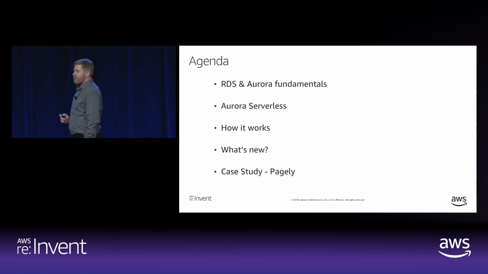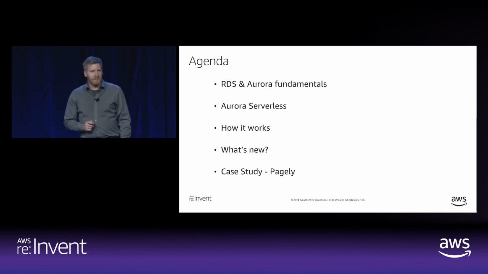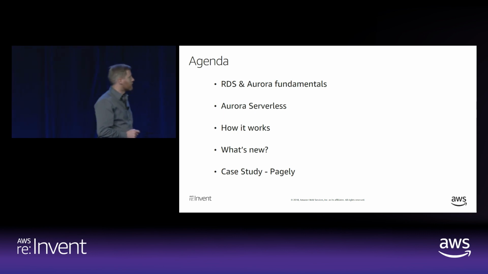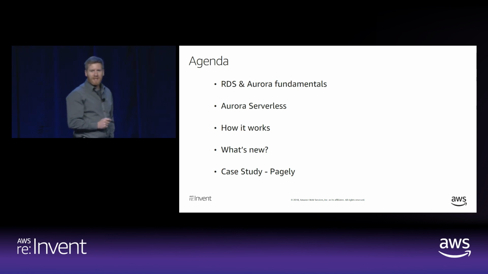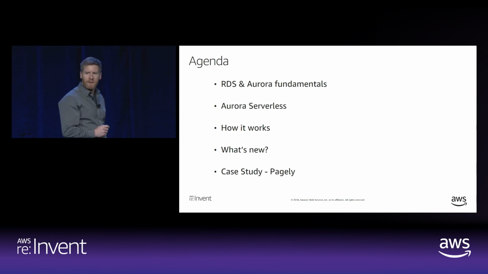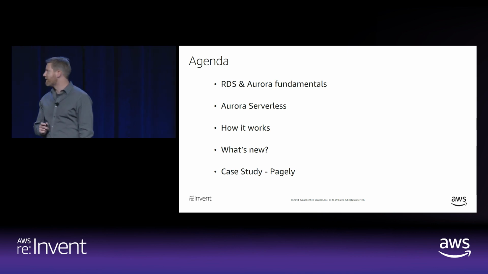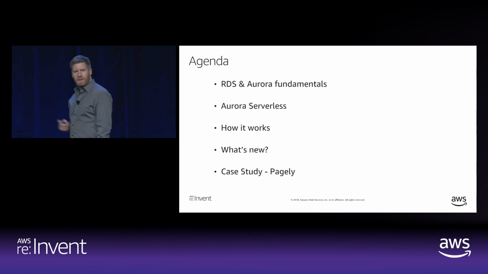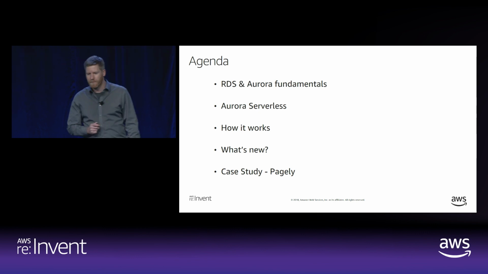Now let's start by taking a look at what we're going to be covering today in this presentation about Amazon Aurora Serverless. We're going to start briefly by catching everybody up on RDS and Aurora fundamentals. Then we're going to talk about Aurora Serverless. What is it? How does it work? We're going to get closer to the end talking about what's new in Amazon Aurora Serverless. I'm going to be talking about some features that we've just recently launched that I think you're going to find really useful. And then I'm going to hand it over to Josh, who's going to talk about the way that they use Aurora Serverless at Pagely.